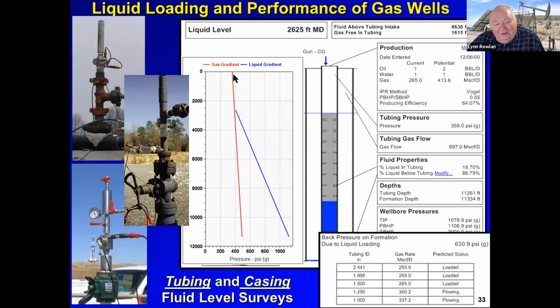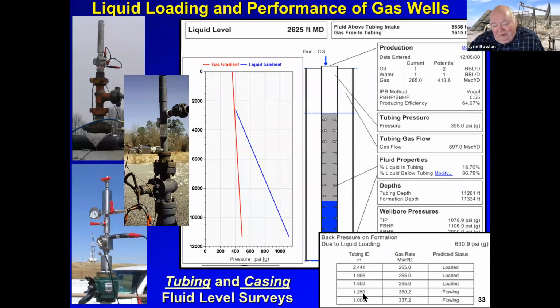We also can plot the pressure versus depth. So here's the pressure versus depth in this well if the tubing is full of gas and it's flowing. And here's the pressure versus depth when the liquid level is right there in the tubing. And so this represents the back pressure acting on the formation that's restricting inflow, and the back pressure is 630 psi. And we figured that out just from the fluid level shot.